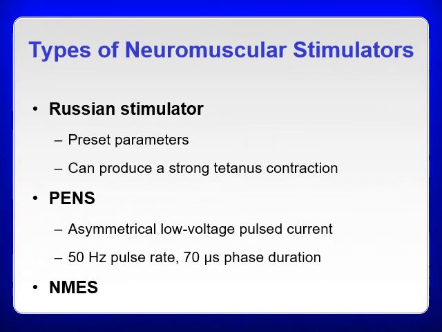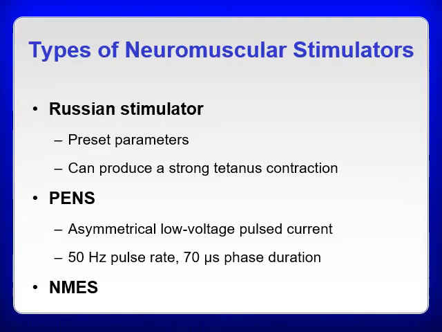So, your types of neuromuscular stimulators. Now remember, you can use any type of machine or waveform as long as it allows you to set an extrinsic duty cycle. If you can set an extrinsic duty cycle and get a strong tetanic contraction, you could really use any type of stimulator you want. The Russian current is very popular to use because you can set your parameters, there are preset parameters, and you can produce a strong tetanic contraction.